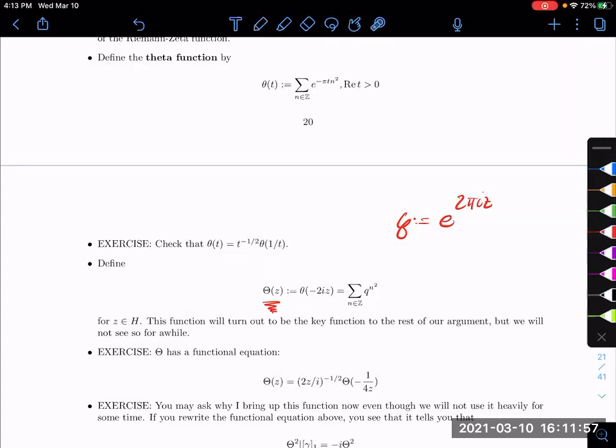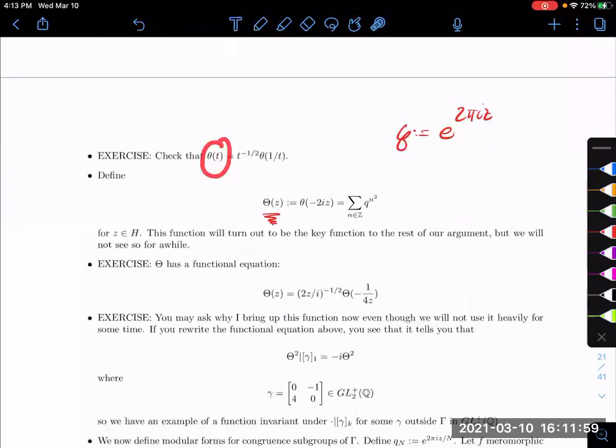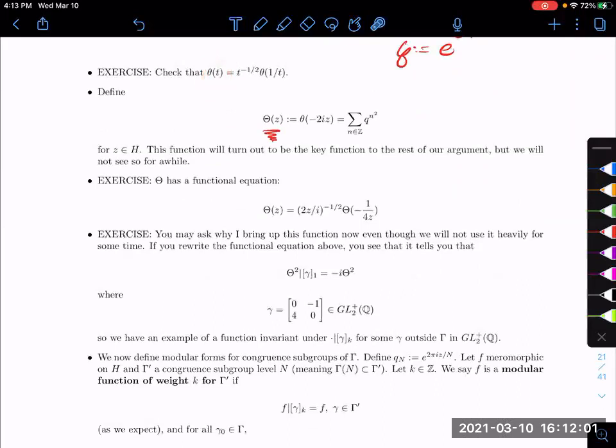And from the functional equation of little theta, as an exercise, I'll give you that big theta, of course, then has a functional equation. Big theta of z is (2z over i) to the negative 1/2 power times big theta of negative 1 over 4z. You can just get that directly from the functional equation of little theta and the definition of big theta.